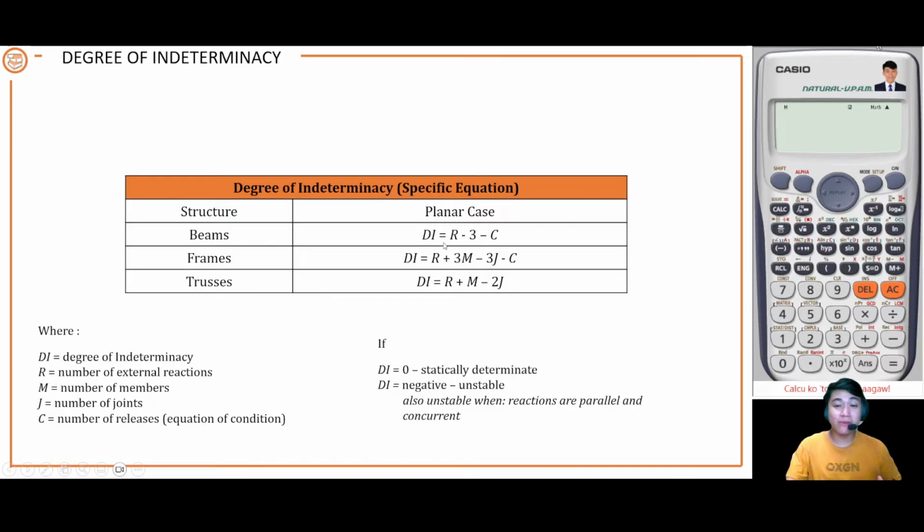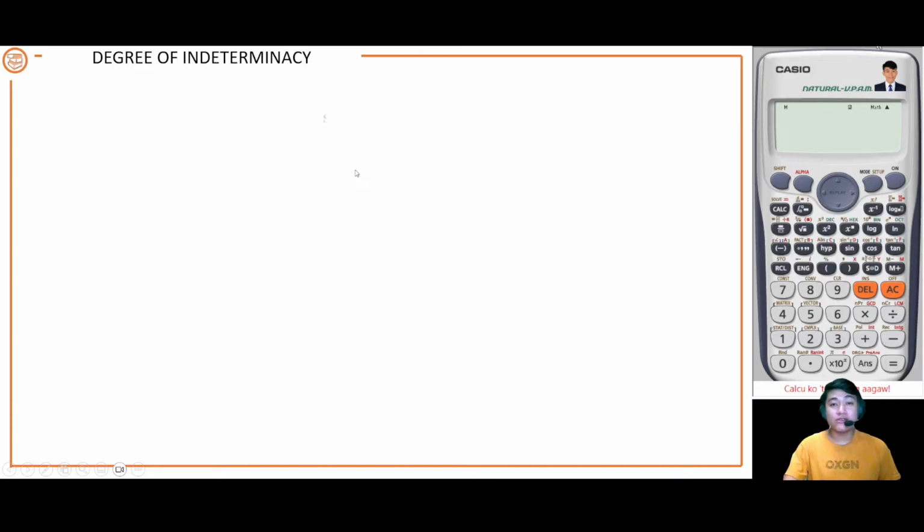Again, the formula is R minus 3 minus C. We are very familiar with the number of reactions or the unknown reactions. However, what is letter C here, or the number of conditions? So we only have three special conditions. We have to be familiarized with them. So first is an internal hinge.